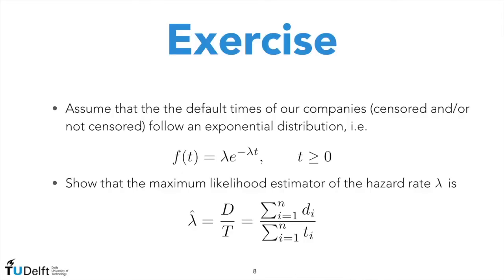Okay, since I know that you want to test your knowledge, I have a little exercise for you. Assume that the default times of our companies, both censored and not censored, follow an exponential distribution. You see the density on your screen. Now, what I ask you to show is that the maximum likelihood estimator of the hazard rate lambda is nothing more than the ratio of the summation of all the indicators di of actual default, censored observation, and the sum of all the times ti.